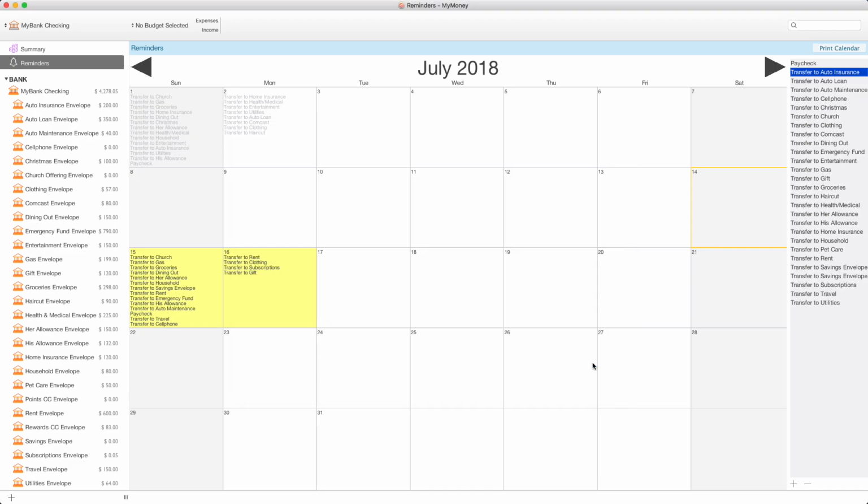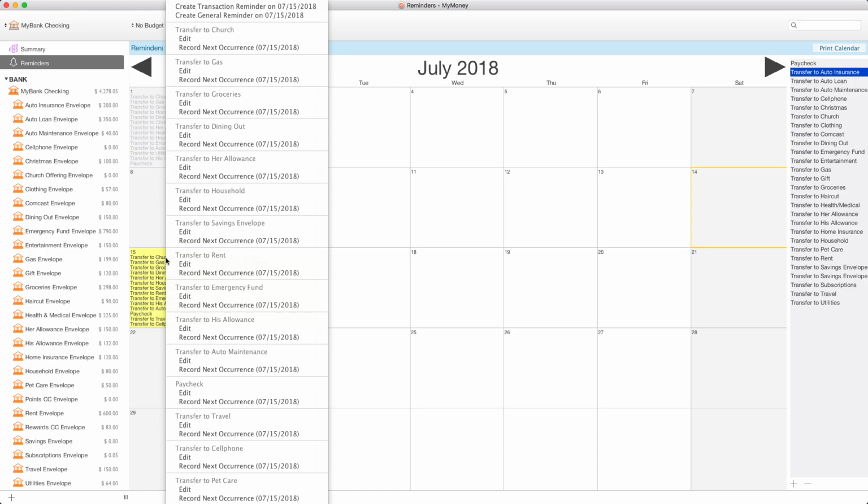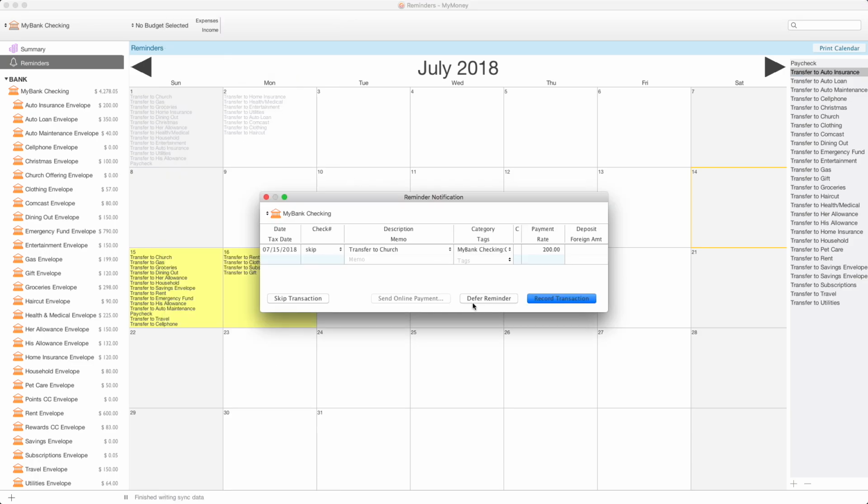So to do that, what you would do is you would come here and you would click, and then it brings up the list of all the different transactions that are on that day. So you would click record the next occurrence, and it brings up that transaction. Then you just click the record transaction, and you do that for each one.